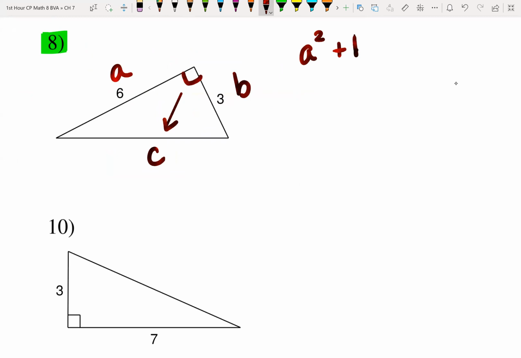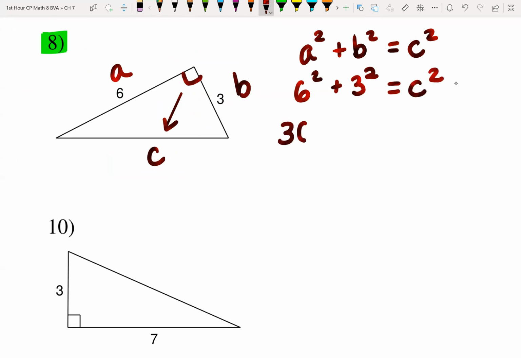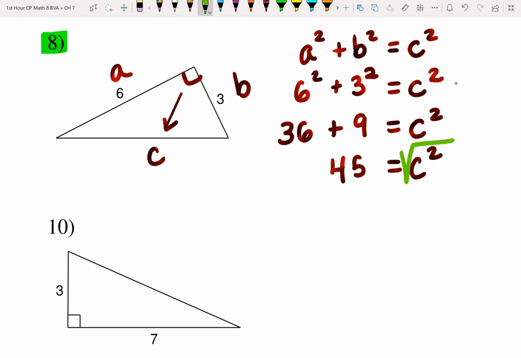A squared plus B squared equals C squared. Plug in your numbers. 6 squared plus 3 squared equals C squared. So that'll give us 36 plus 9 equals C squared. 36 plus 9 is 45. Let's solve for C by square rooting to cancel those two things out. Square root. So C equals the square root of 45.